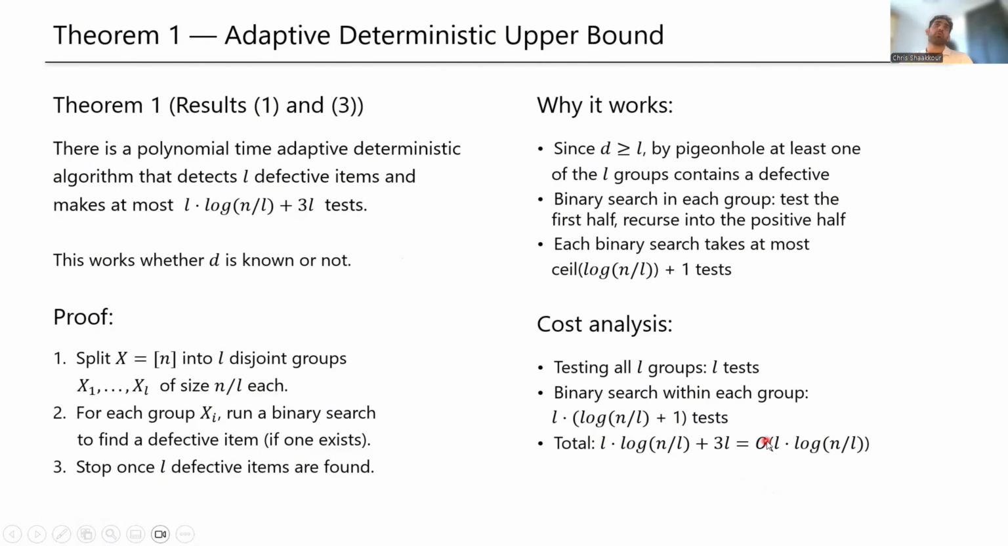So this is the proof of why theorem 1, results 1 and 3, have an upper bound of L log N divided by L. It's because of this type of algorithm, where we divide the whole group into L disjoint groups and run a search on each group to find at least one defective item.